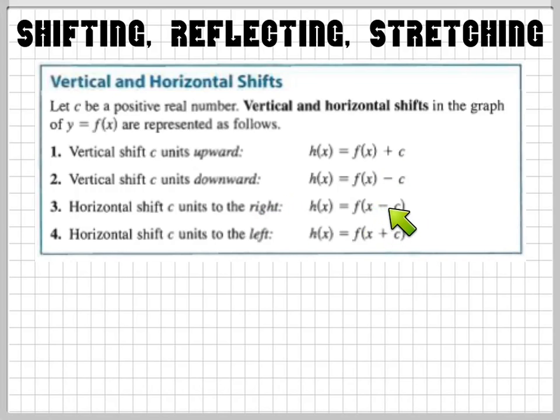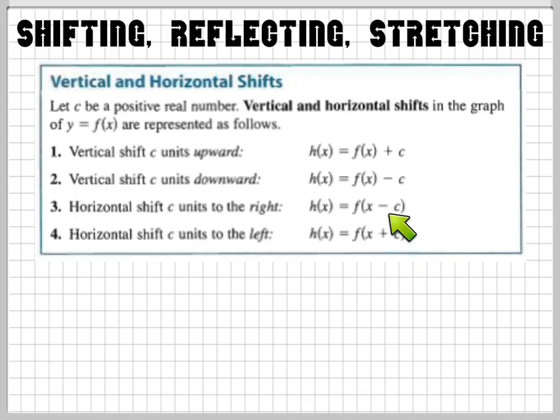Now, inside here, it does something a little different. While these ones right here add and subtract to the function, this is adding and subtracting to what? The x. It's right there in front of you. See, it says x minus c, and this says x plus c. So that's adding and subtracting to the x, to the domain numbers.